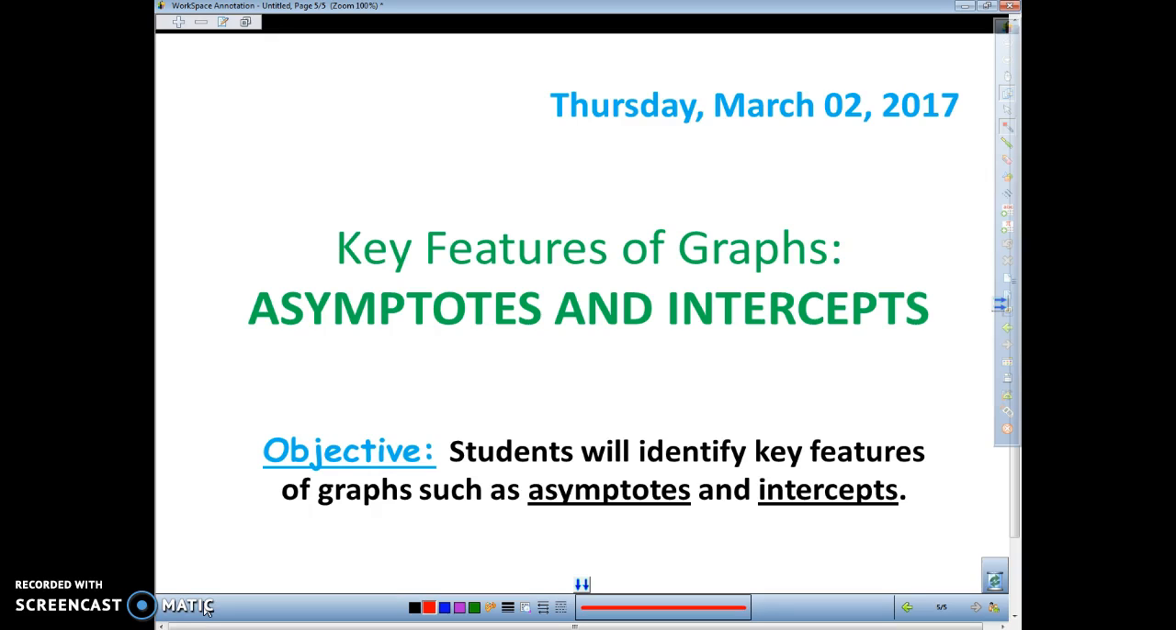While you're writing down the objective for today, I want to talk about this word right here. It is asymptotes, and intercepts, which you're already familiar with, and we're going to be talking about these. So that's our objective: identifying key features of graphs such as asymptotes and intercepts.